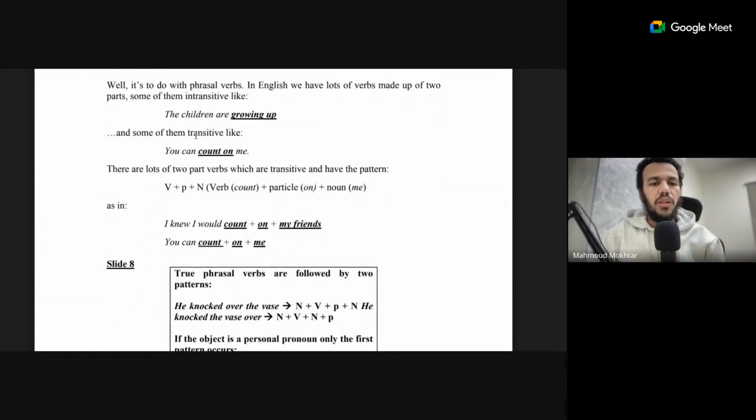Well, it is to do with phrasal verbs. In English, we have lots of phrasal verbs, lots of verbs made up of two parts. Some of them are intransitive, like the children are growing up. No need for an object. And some of them are transitive, like you can count on me.